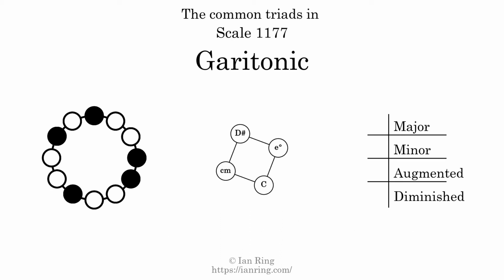Here are the common triads present in this scale. The diagram in the center is a graph of parsimonious voice leading between triads. There are 2 major triads. There is 1 minor triad. There are no augmented triads. There is 1 diminished triad. Here is a Hamiltonian path of parsimonious voice leading that uses all the triads.